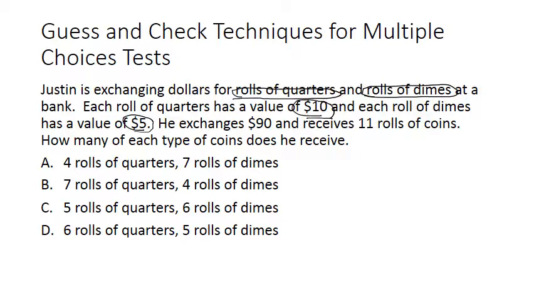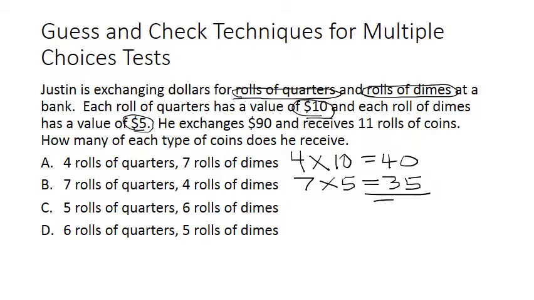So the next thing that we're going to do is start checking each of these answers for their value. So for example, for A, I have 4 rolls of quarters, so 4 times 10, that's going to be $40 worth of quarters. For the dimes, I have 7 times, each roll of dimes is $5, so I have $35 in 7 rolls of dimes. That's a total of $75. That's obviously not enough. So I'm going to say that answer A doesn't work. Let's erase all the ink on the slide.